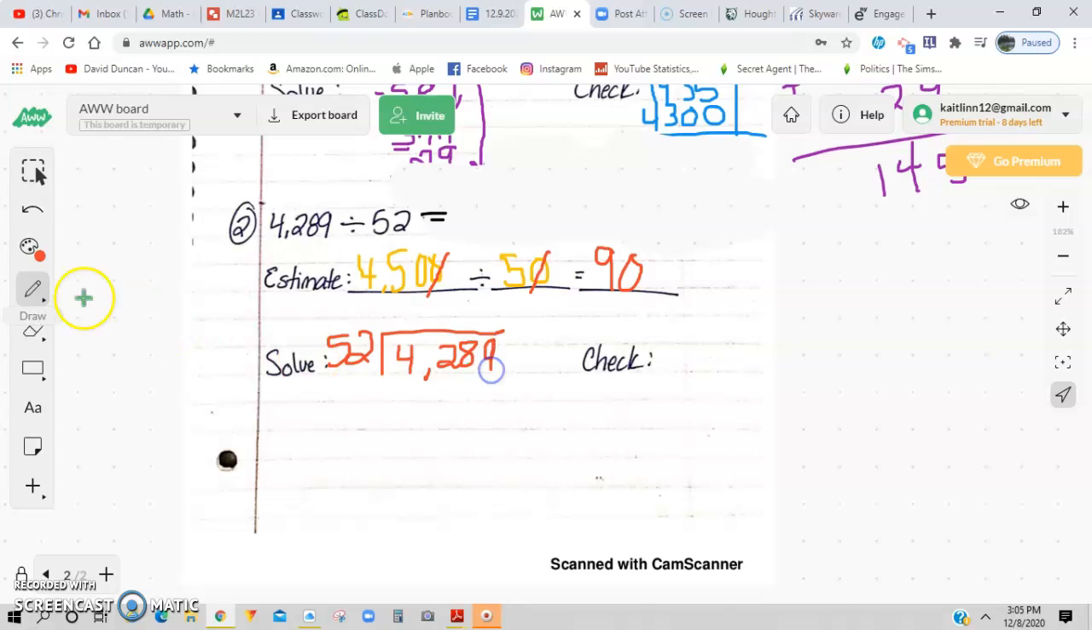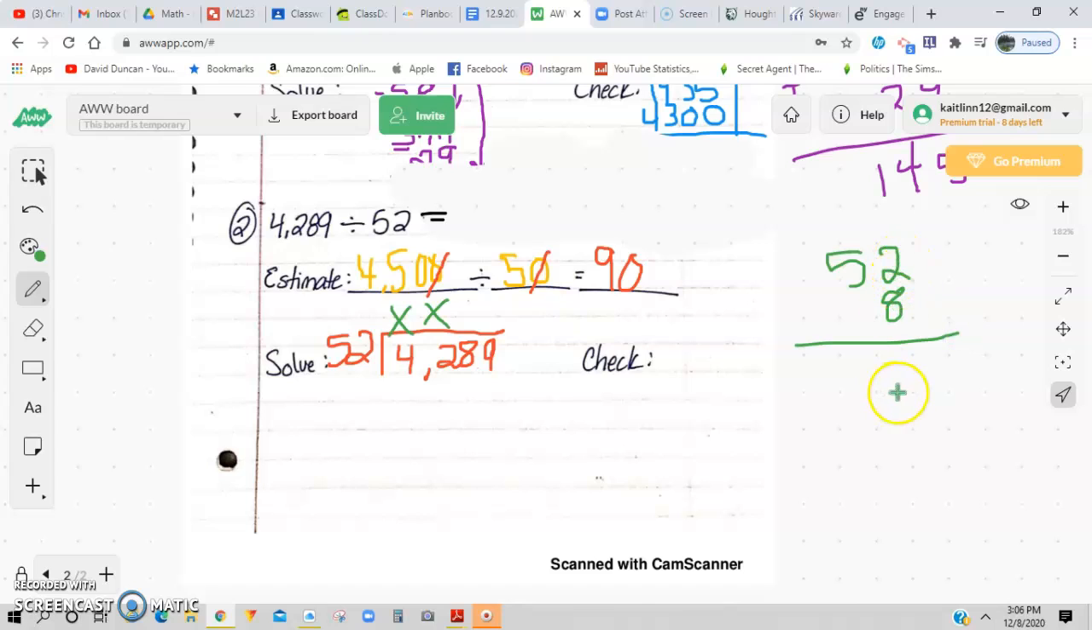Okay. And I'm going to start by saying 52 does not go into 4, so I'm going to put an X or a 0 there. 52 does not go into 42, so I'm going to draw an X or a 0 right there. Then, how many times can 52 go into 428? I don't really know. I'm going to guess and say 8 times. So over here in the corner, I'm going to do 52 times 8.